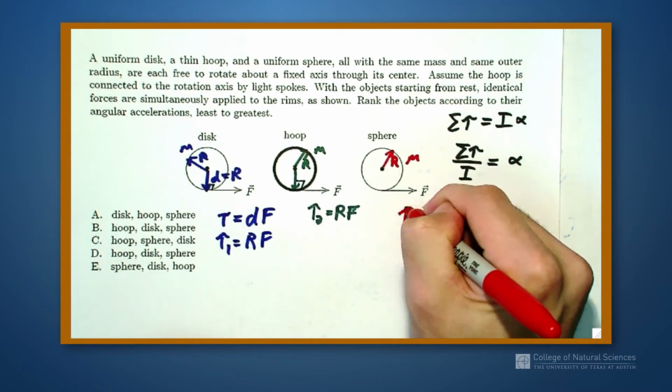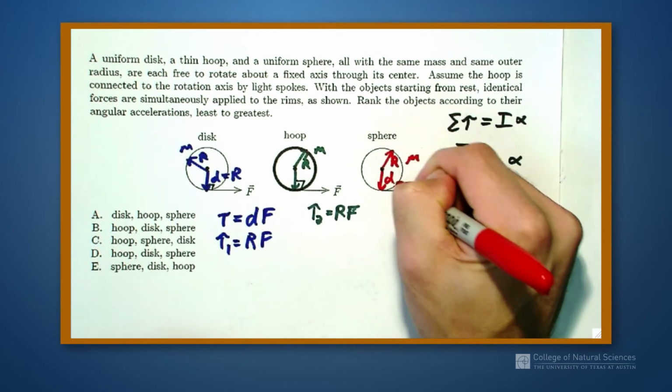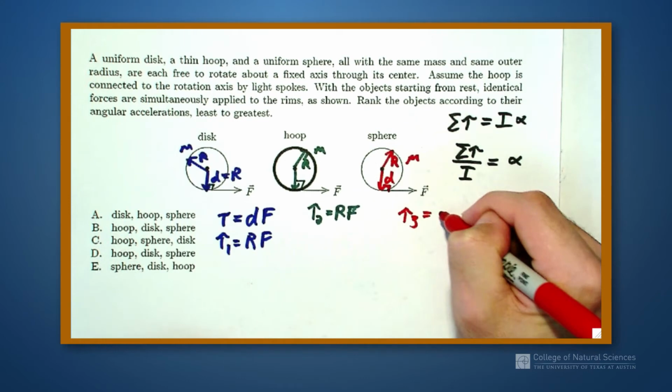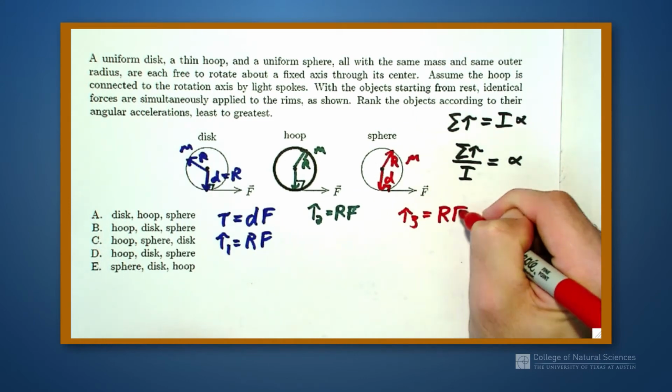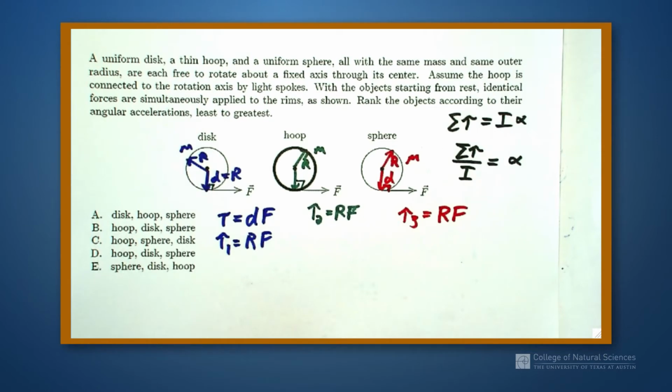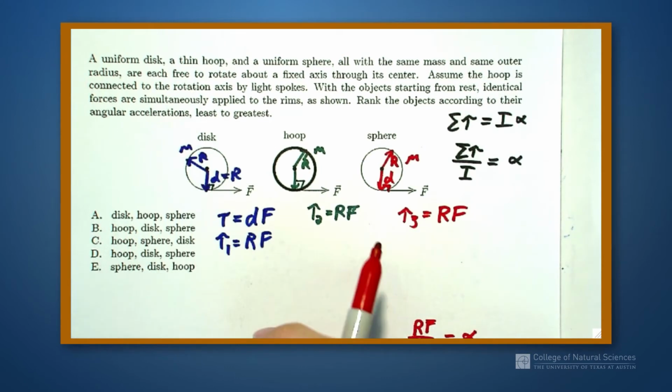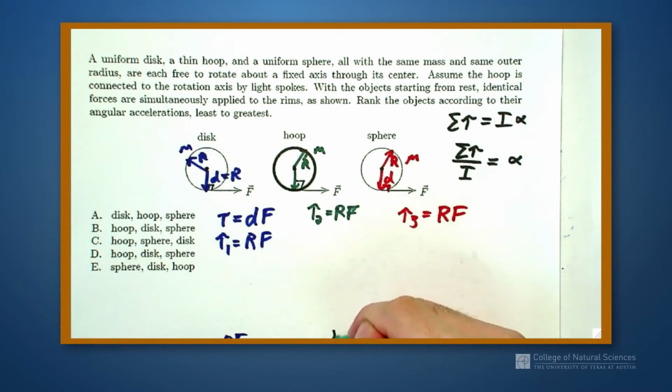So for torque 3, again, we get d cross f, so r f, and it's a right angle again. So in all these cases our net torque is going to be the same. So rf over the moment of inertia is going to give me my angular acceleration, for the disk, for the sphere, and for the hoop. So all I have to do is figure out what the moment of inertia of these three cases are.